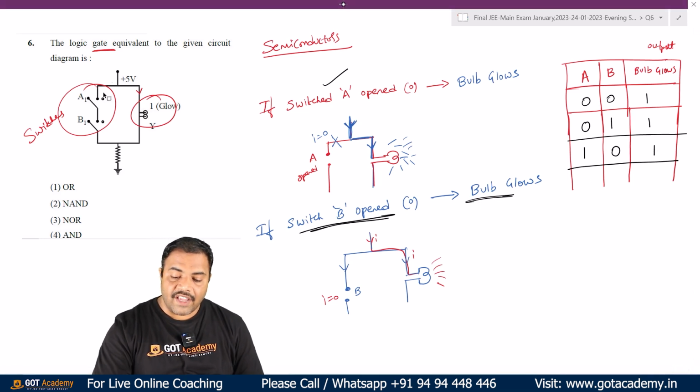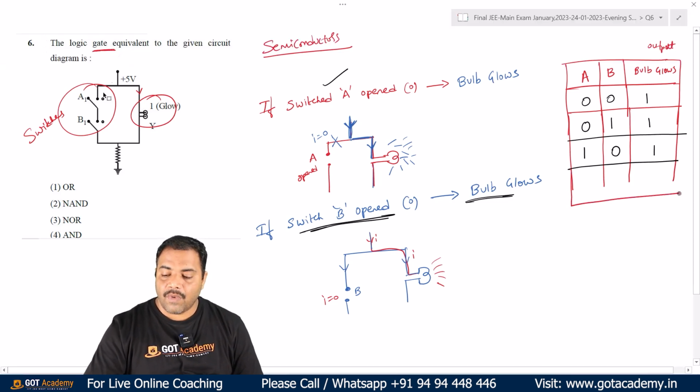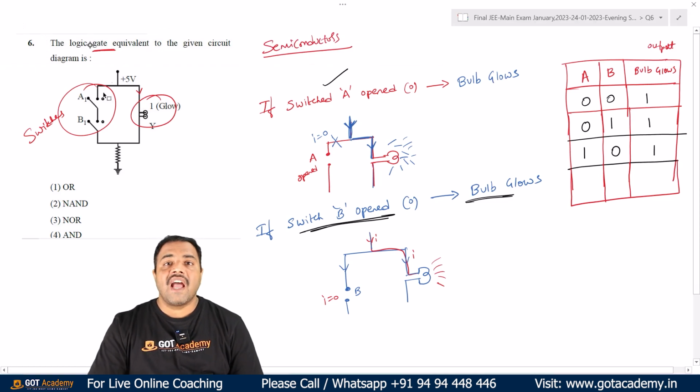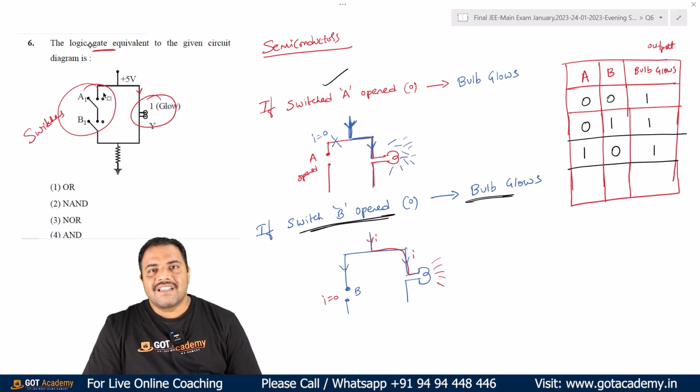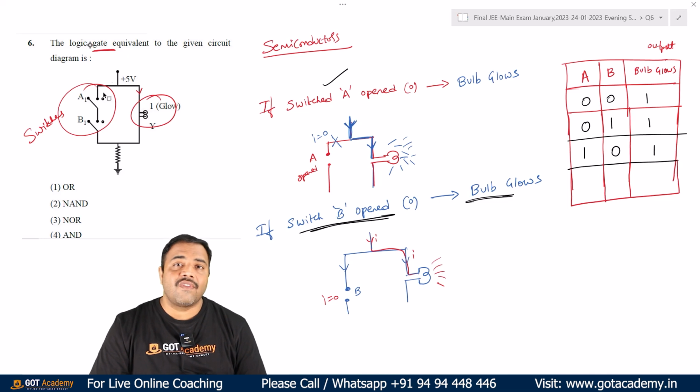So the final one: if both the switches are closed, what happens? That we have to see. If both the switches are closed, current has to flow through the switch. But your doubt is that, sir, here current is splitting, no? So some current flows through the switch and some current flows through the bulb. So the bulb has to glow, no? May not be brighter, but it has to glow, no?